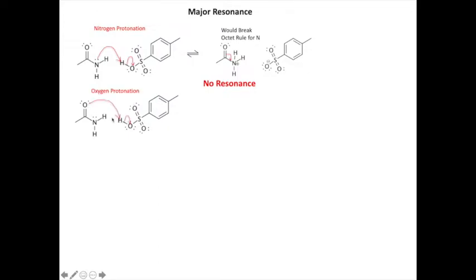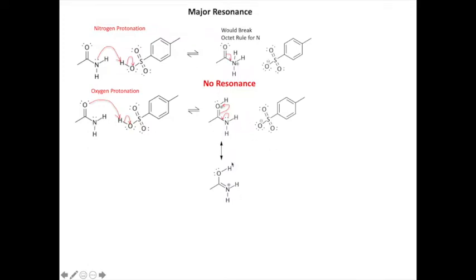So if we protonate the oxygen, we make a conjugate acid that looks like this, and when you look at the resonance of it, you get a resonance structure. So this conjugate acid is a lot more stable than that one. So the more stable the conjugate acid, the stronger the conjugate base. So it turns out that oxygen is more basic and nucleophilic than the nitrogen, or this nitrogen.